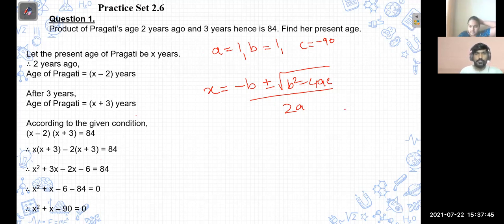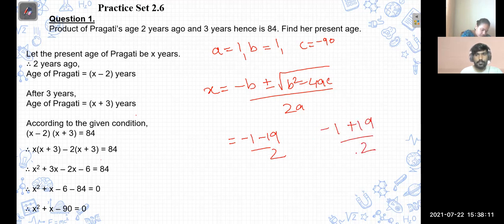19? Yes. Correct, 19. So now what do I do then? Okay, found it. From here, I'll have -1 minus 19 upon 2, or -1 plus 19 upon 2. So minus minus will be plus, so 20 upon 2, which equals 10. Minus 10.